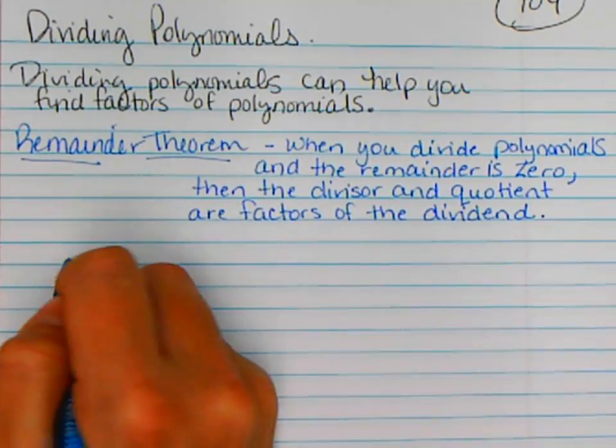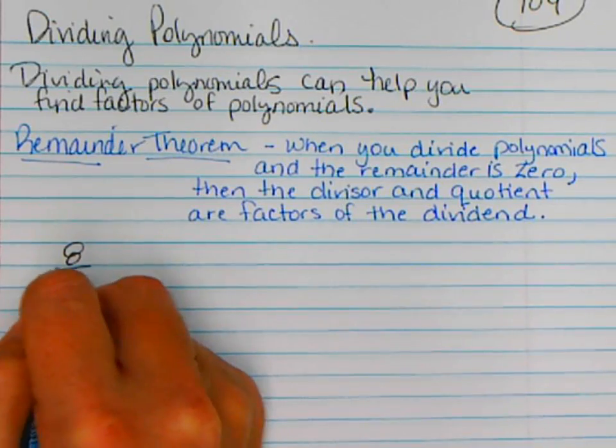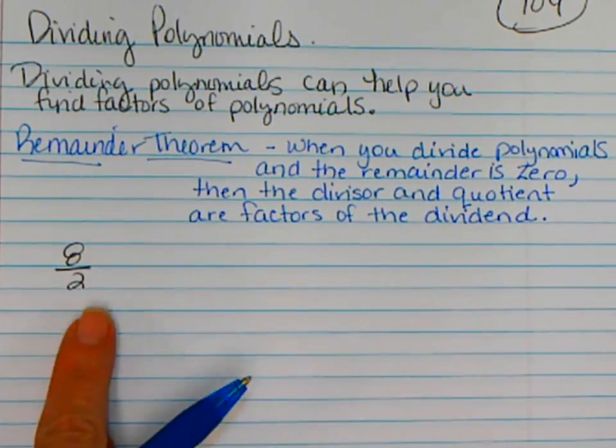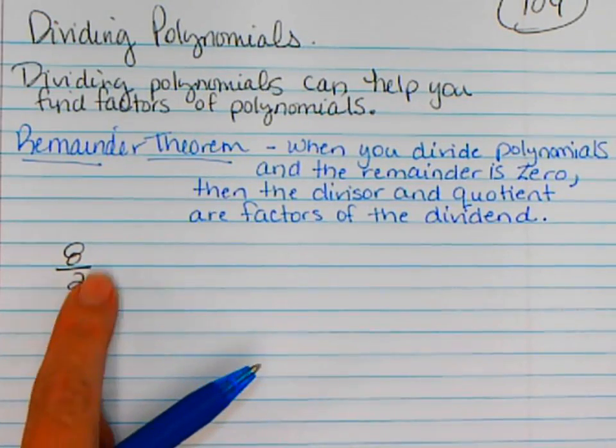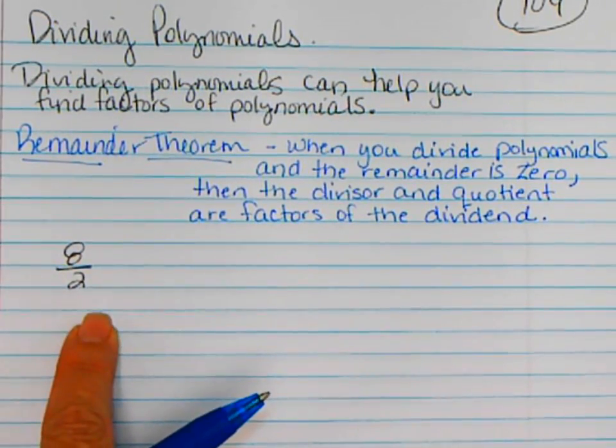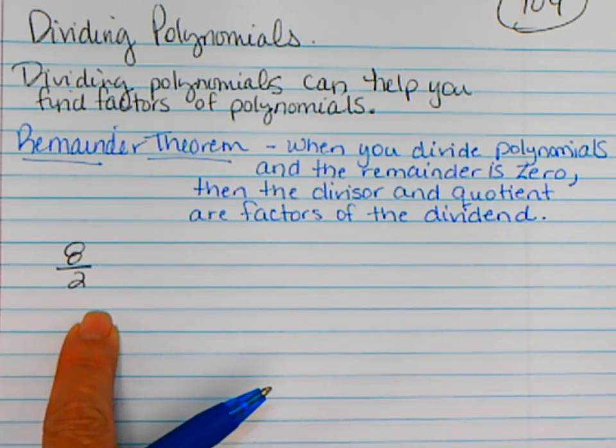If I had 8 over 2, that's a fraction. The fraction bar is a division symbol, right? It means 8 divided by 2. So we know the answer is 4. But I'm going to do it using long division, okay?